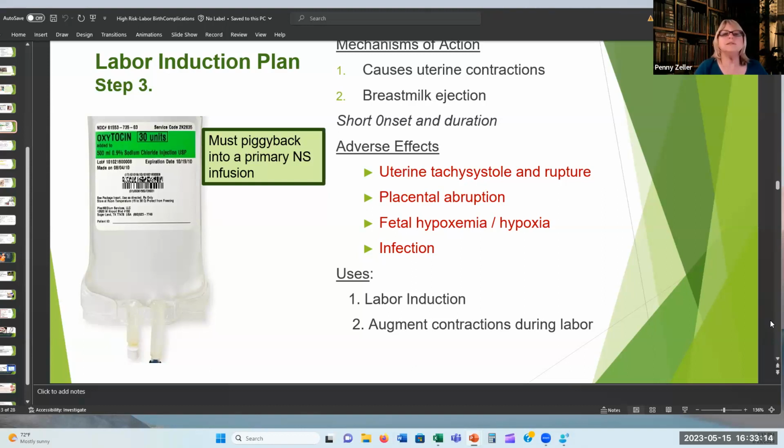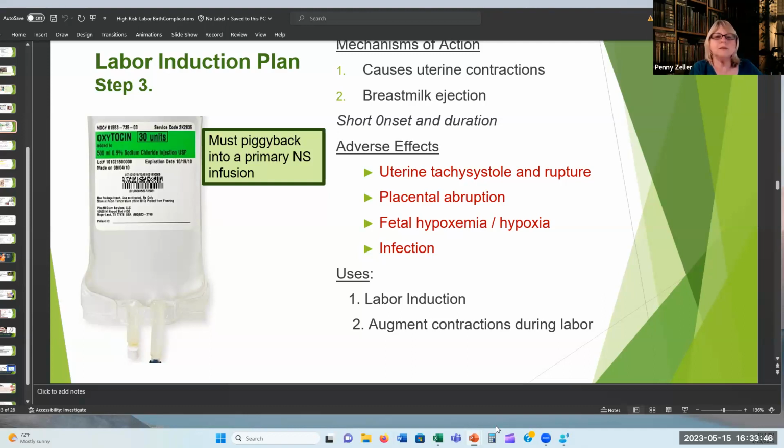Oxytocin is a high alert drug. It has a very short onset. Once you get it into that vein, it starts contractions, and it has a very short duration, so we give it as a continuous infusion on a pump. Think about the safety factors. It's always good to double check the rate with the order with another nurse. Some facilities might require a double check.